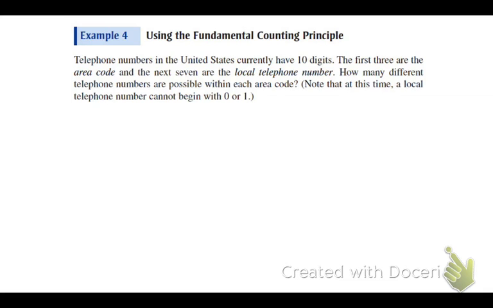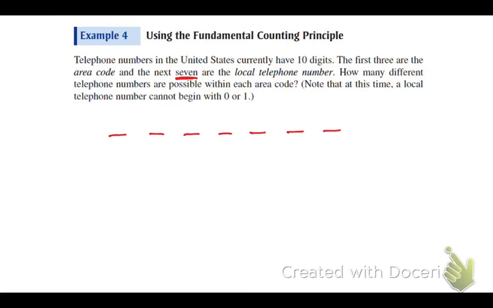Okay, so it said without the area code. So without the area code, we're looking at how many numbers then? 7. Okay, so we have 7 places, right? In my head or on my paper, I do write those dashes because I'm thinking about placing those. There's 8 dashes, right? Did I make 8? Yeah. Because I can't count, evidently.